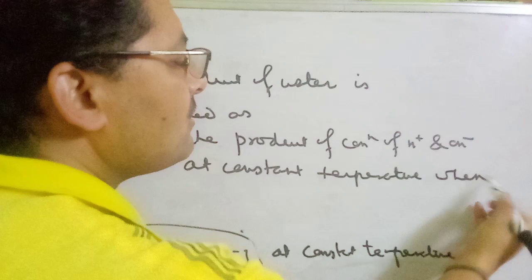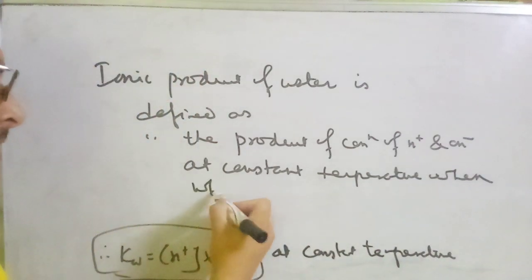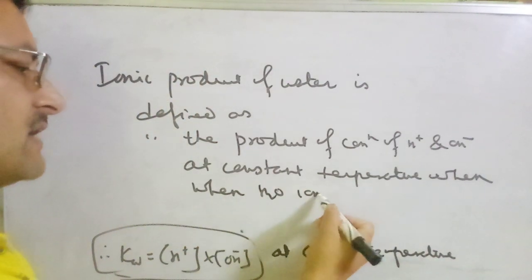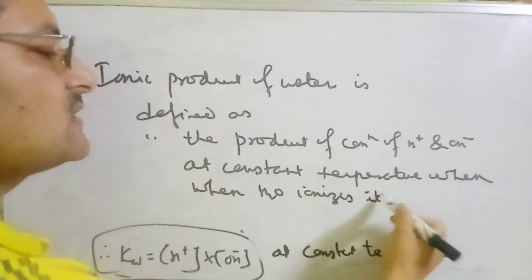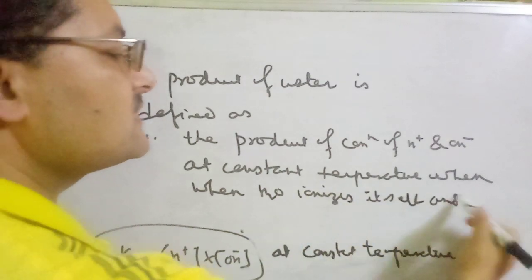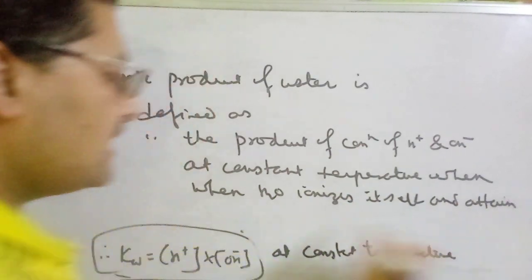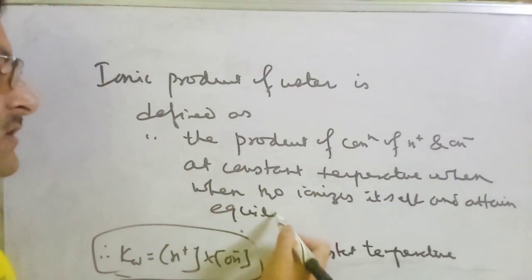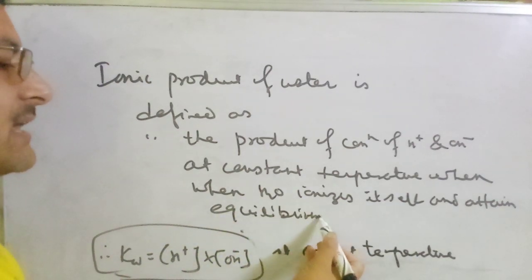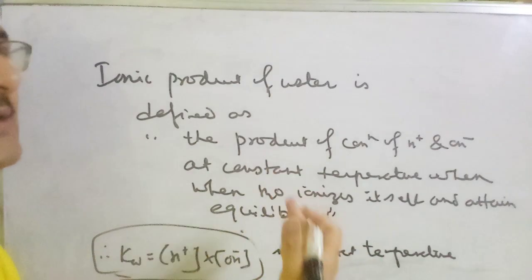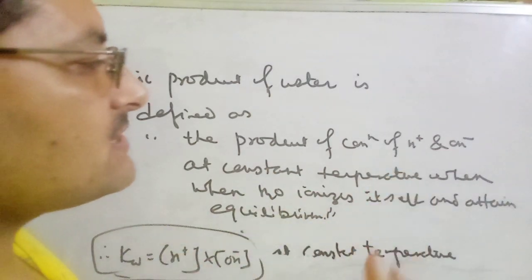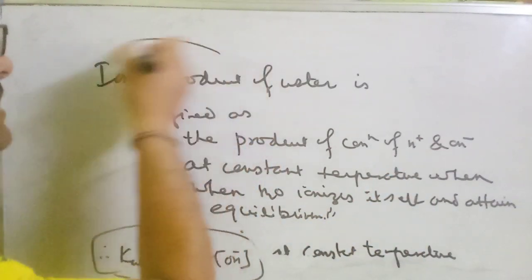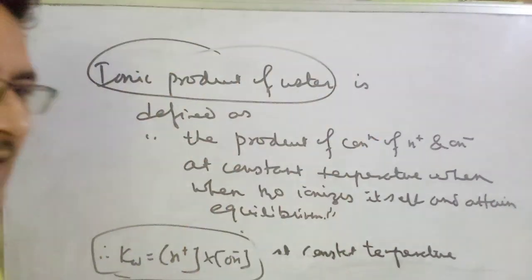When water ionizes itself and attains equilibrium, at that time, the product of concentration of H plus and OH minus is called the ionic product of water. So you can easily define the ionic product of water.